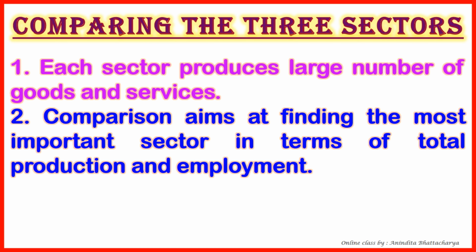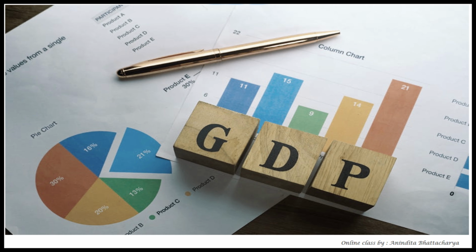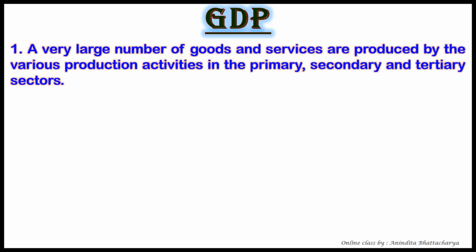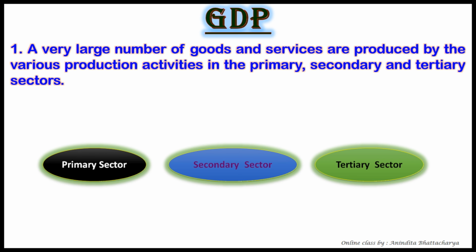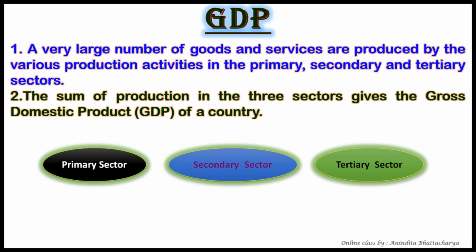There is a need for comparing the three sectors. Each sector produces a large number of goods and services. Comparison aims at finding the most important sector in terms of total production and employment. A very large number of goods and services are produced by various production activities in the primary, secondary, and tertiary sectors. The sum of production in the three sectors gives the gross domestic product of a country.